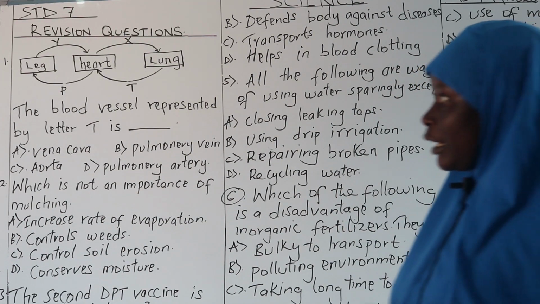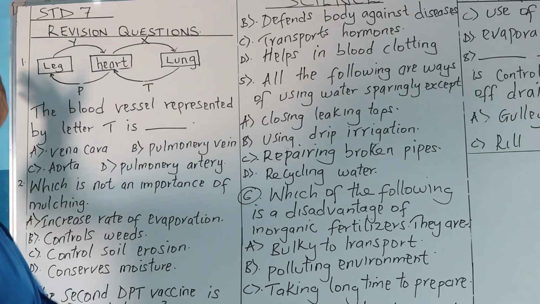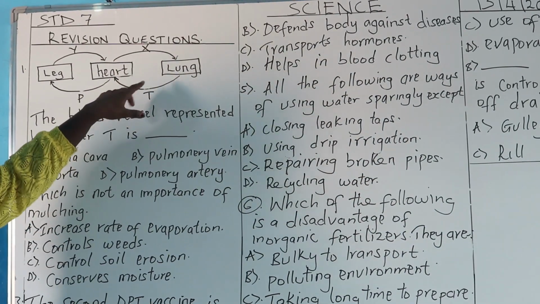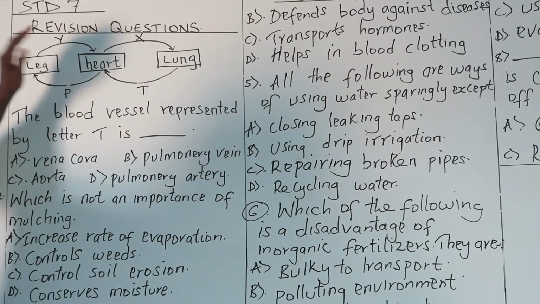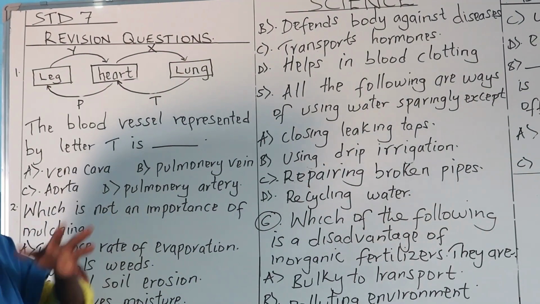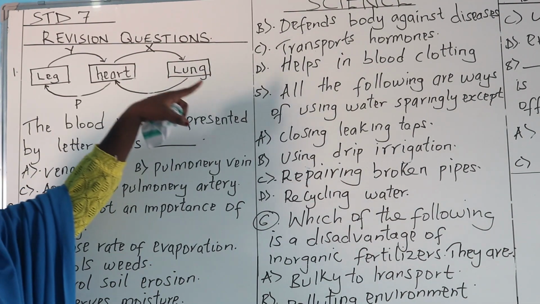Number one, we have a diagram here of the blood circulatory system, and we are asked the blood vessel represented by the letter T. We want letter T. Now in this case you have to get back to the blood circulatory system. You master the diagram of the blood circulatory system. You know which ones are the veins, which ones are the artery.